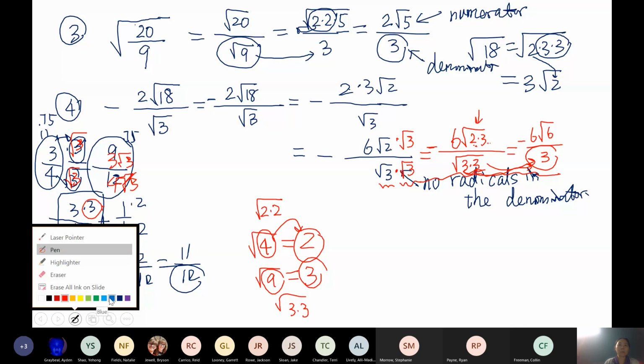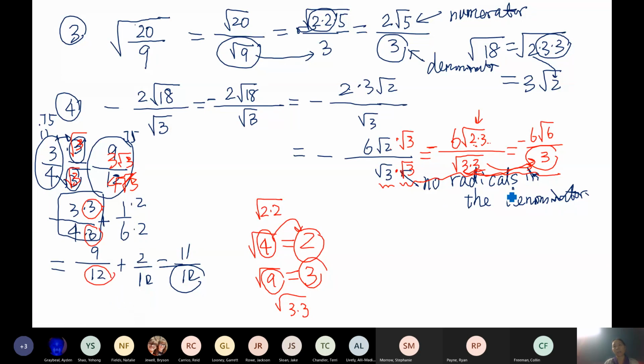If you have a fraction, we must remember to reduce the fraction. And notice we have right here 3 and 6, they can be reduced. Because it's multiplication, 3 goes into 6 2 times. So the answer will be -2 square root of 6.